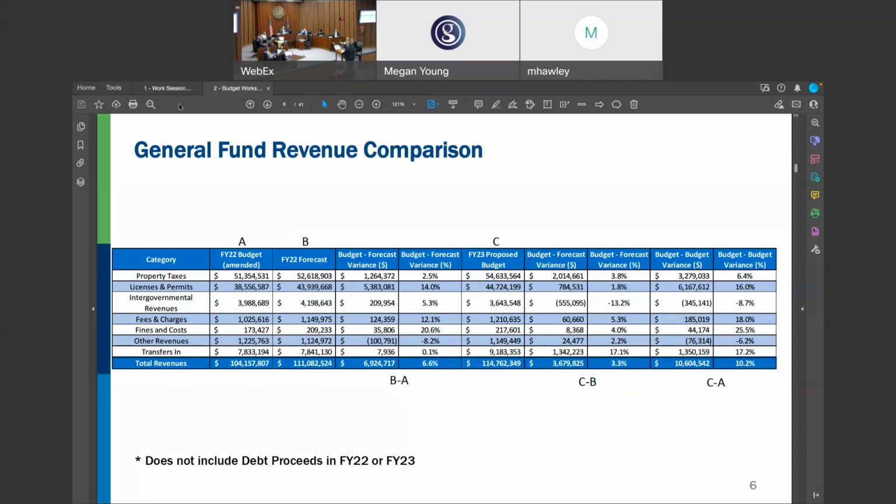Property tax revenues make up about half of the general fund. They were estimated conservatively for the current year due to a countywide reassessment, which occurred last fall.